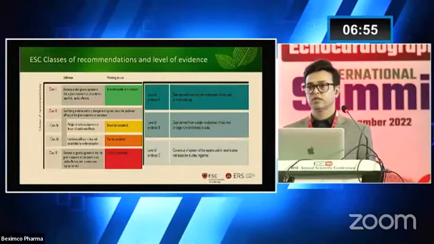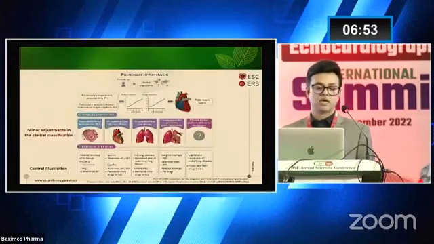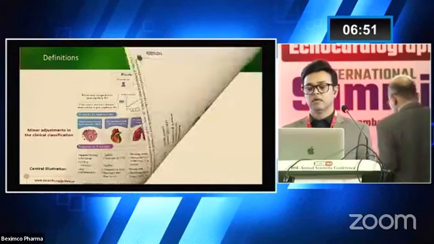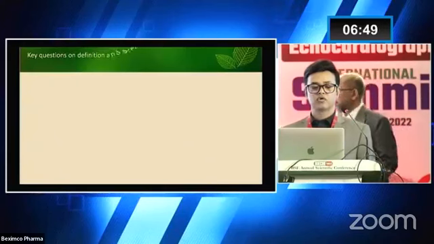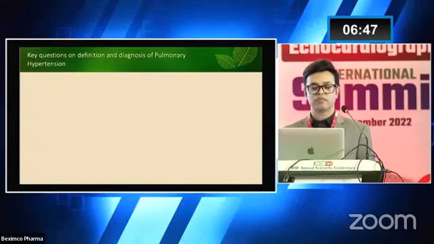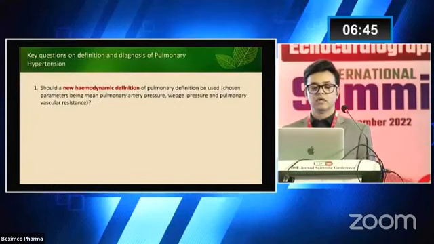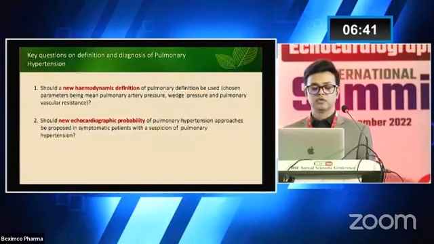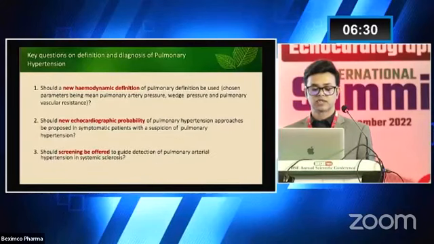ESC class and recommendation and level of evidence. Key questions on definition and diagnosis of pulmonary hypertension. Should there be a new hemodynamic definition of pulmonary hypertension? Should new echocardiographic probability of pulmonary hypertension approaches be proposed in symptomatic patients with a suspicion of pulmonary hypertension? Should screening be offered to guide detection of pulmonary arterial hypertension in systemic sclerosis?